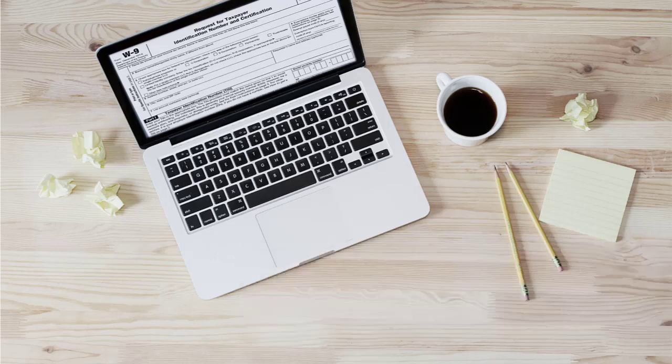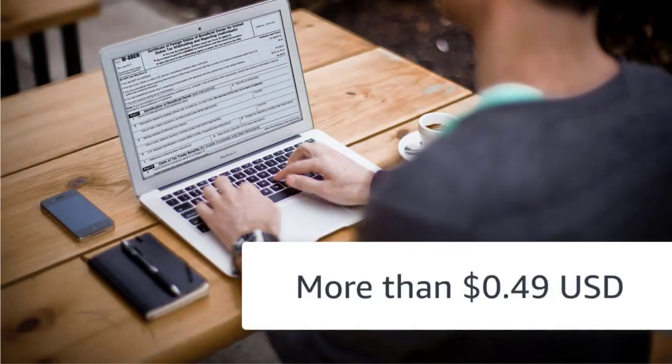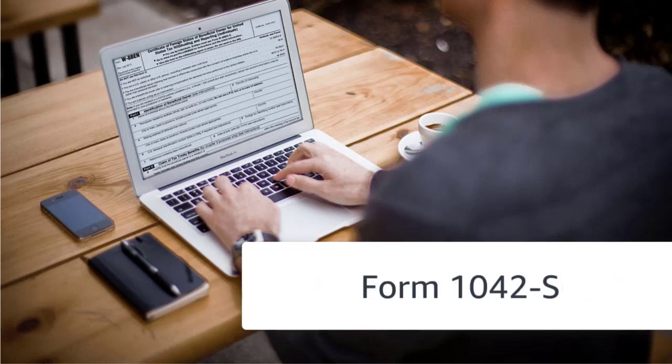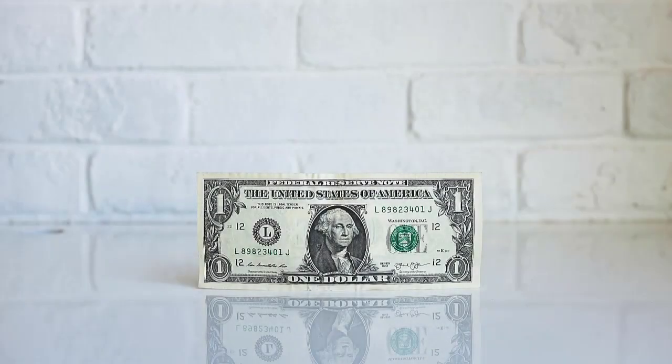weekend or legal holiday. If you're an author or publisher who resides outside the U.S. and were paid more than 49 cents in U.S. source royalties last year, we'll issue Form 1042S yearly on or before March 15th, or the following business day if March 15th falls on a weekend or legal holiday. Just keep in mind, reportable payments are rounded to the nearest whole dollar.